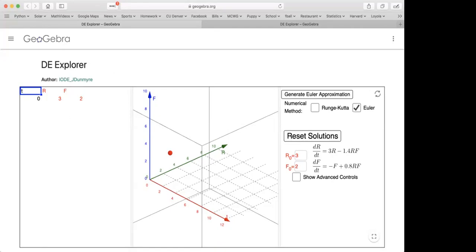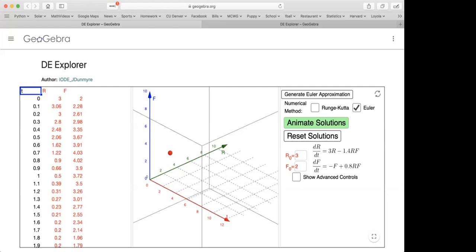We're gonna start initially with R equal to 3, so we've got 300 rabbits, and F is 2, so we have 20 foxes. And here, let's run Euler's method to generate the approximations. It's going to create a table for us. The difference is they used step sizes of delta t being 0.1, whereas in our previous video, to make the calculations a little more manageable, we used 0.5.